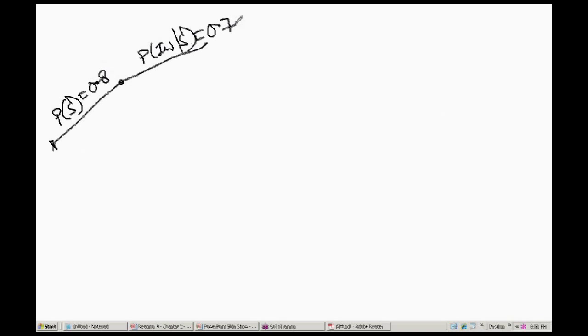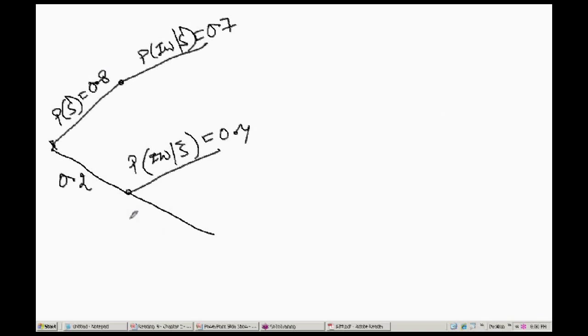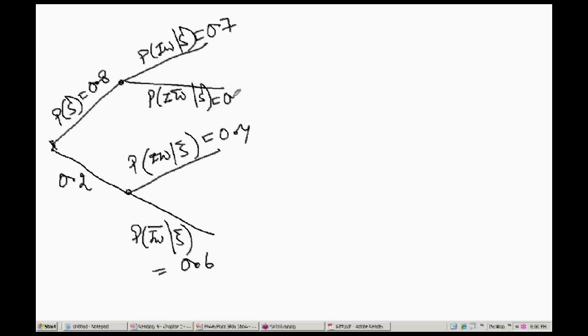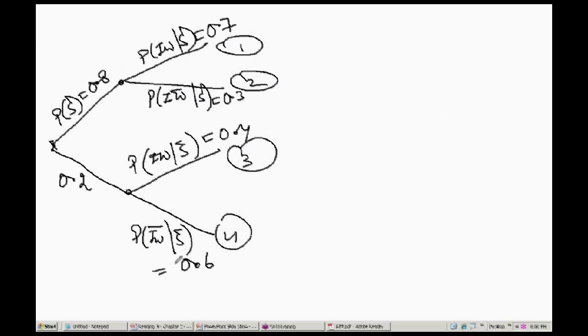That is Sachin playing. Probability of Sachin playing is given as 0.8. Then India winning given Sachin is playing is 0.7. And probability Sachin is not playing is 0.2, and probability of India winning given Sachin is not playing, we have found out, was 0.4. Probability of India not winning given Sachin is not playing was 0.6, and probability that India not winning given Sachin was playing was 0.3. So we had node 1, 2, 3 and 4.